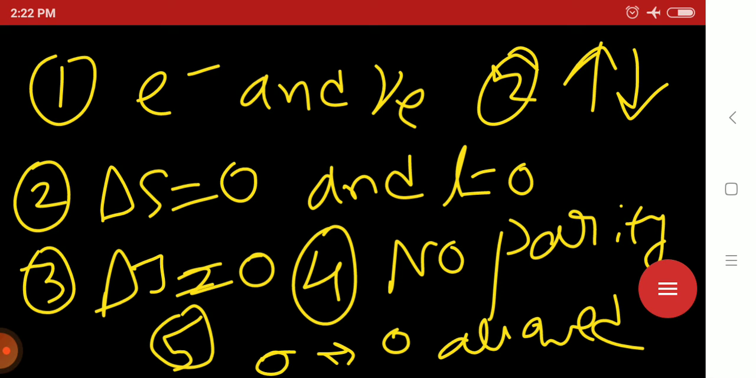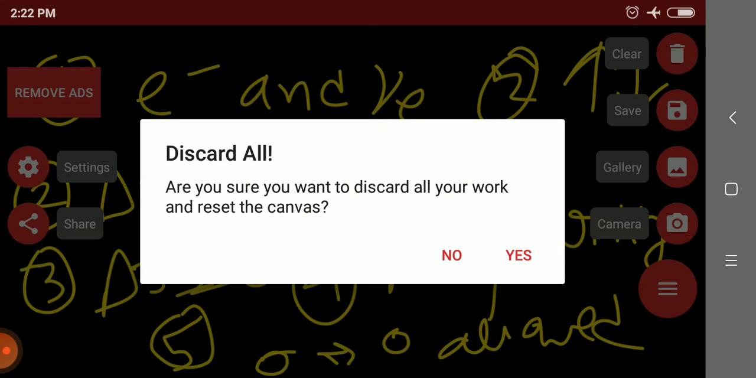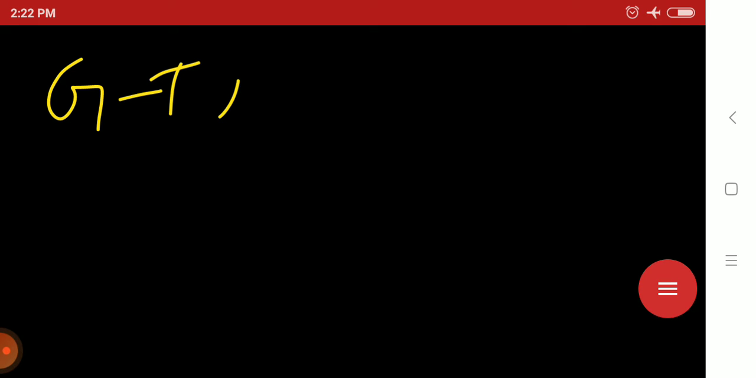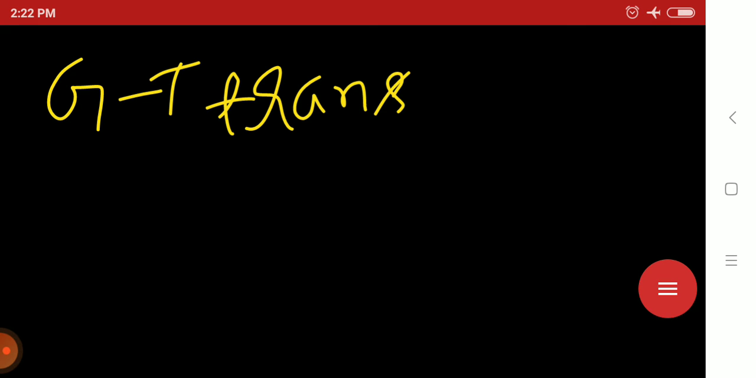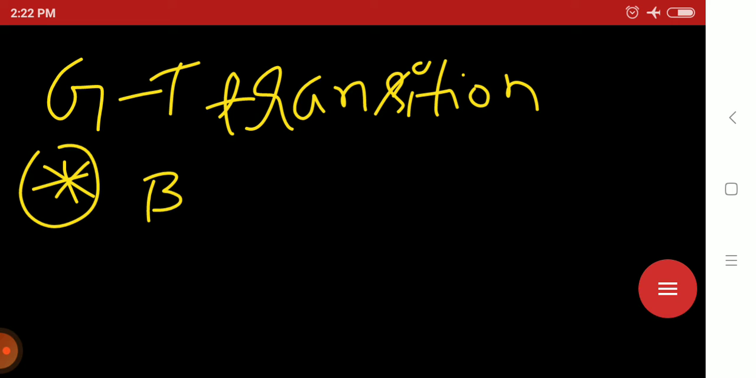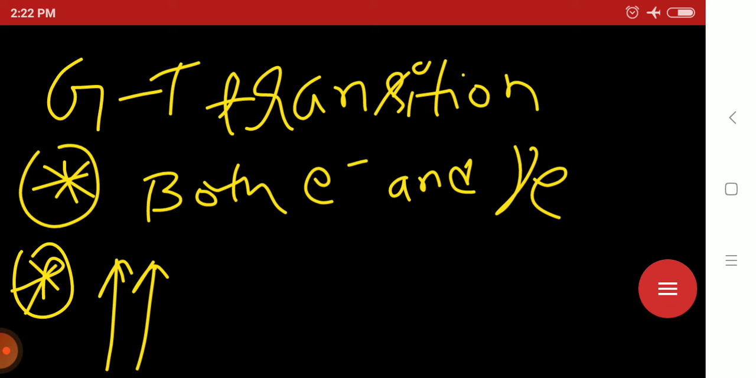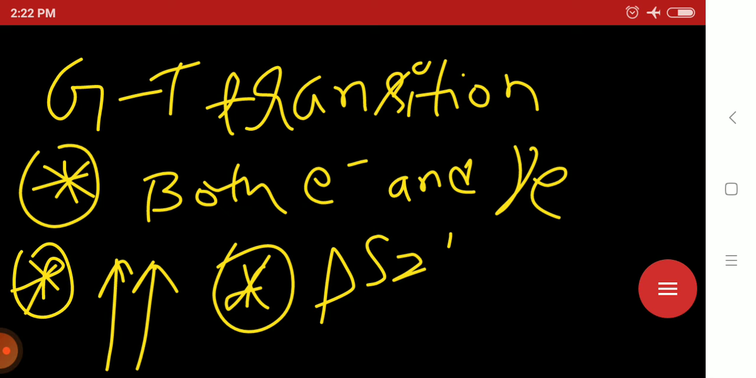And for an allowed transition, we will see how the GT, that is Gamow-Teller, transition will be allowed. For the GT transition, we will see some other specific properties. Both the electron and neutrino are emitted, not with opposite spin but with parallel spin. As the spins are parallel, delta S equals 1, that means the change in spin angular momentum is 1.